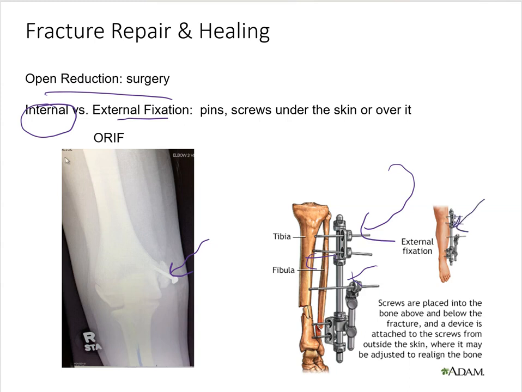Now, from what I understand, the internal is preferred because you have a lower risk of infection. Because remember, anytime you have an opening in your skin, you do have to worry about that a little bit. So my son had an ORIF, which stands for open reduction, internal fixation, which just basically means they opened him up and put a screw in his elbow.